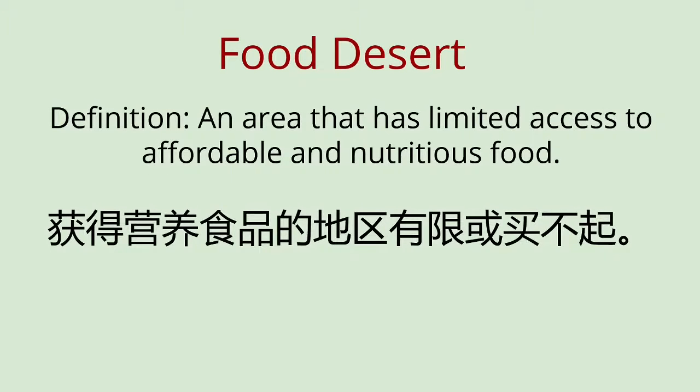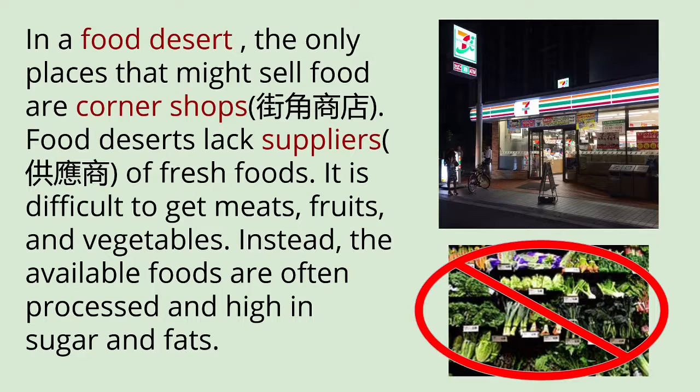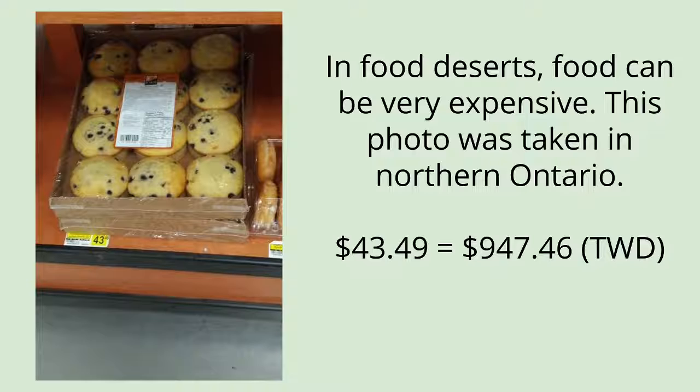Let's talk about food deserts. Definition: an area that has limited access to affordable and nutritious food. In a food desert, the only places that might sell food are corner shops. As you see in this picture of a 7-Eleven, this is a corner shop, also known as a convenience store. Food deserts lack suppliers of fresh foods. It is difficult to get meats, fruits, and vegetables. Instead, the available foods are often processed and high in sugar and fats.